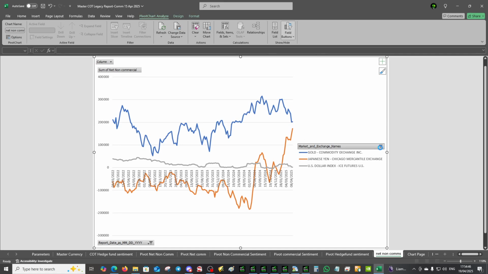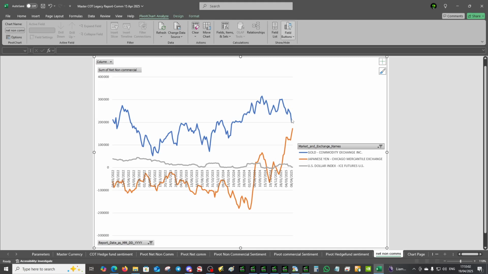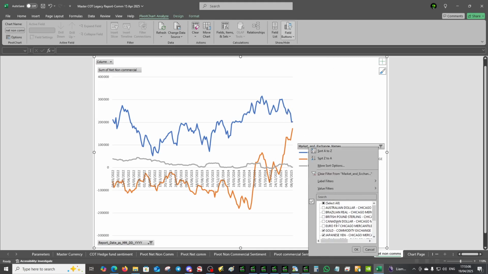All right, and we know that gold is a buy if we look at the bubbles. Right, there's gold there, 40% long, so they're net short. If we're above 50%, it's a sell. If we're below 50%, it's a buy. Okay, let's come back to the COT data. So retail sentiment's good for longs for gold, and it's probably liquidated so many traders as well. Millions and millions of dollars just been liquidated from retail traders.